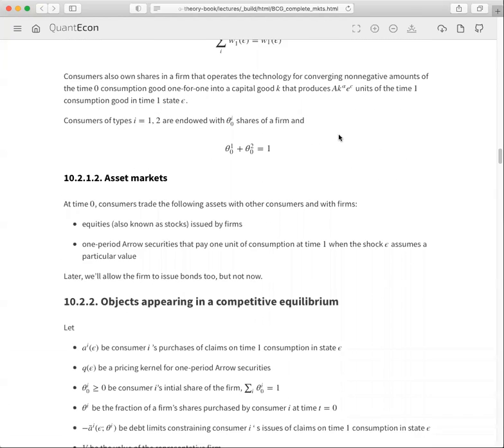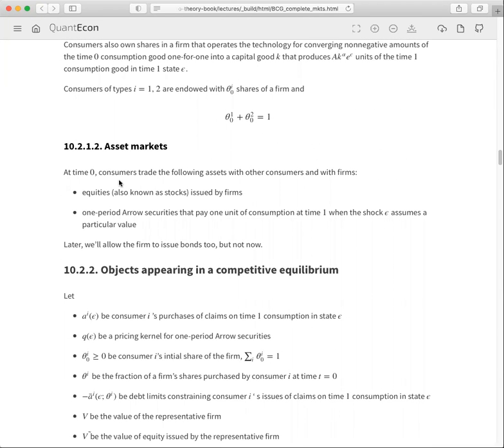Okay, asset markets. At time zero, and that's when the trades are going to occur, consumers trade these assets with other consumers and with firms. They trade equities that are known as stocks that are issued by firms, and they trade 1-period Arrow securities that pay 1 unit of consumption at time 1 when the shock epsilon assumes a particular value. And later, I'm going to talk about bonds too, but not now.